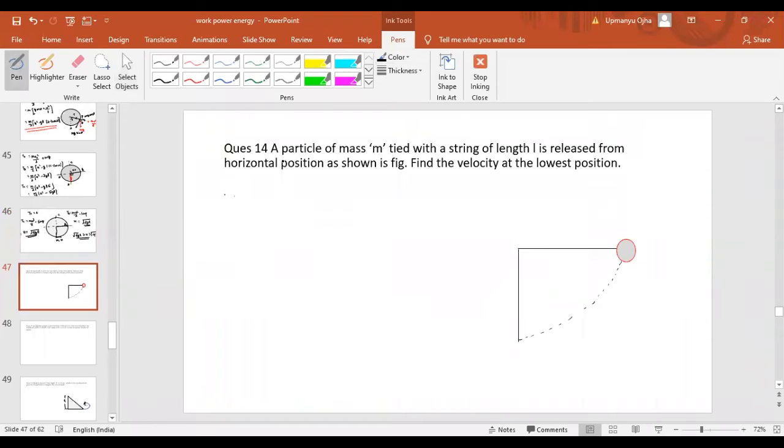Now if you look at this problem, a particle of mass m is tied with a string of length L and is released from the horizontal position as shown in the figure. What is the velocity at the lowest point? The string length is L, so this length will again be L itself. We are releasing this ball from the horizontal position. Can you find the velocity at the lowest point? Lowest point means we can say this point A is the lowest point.